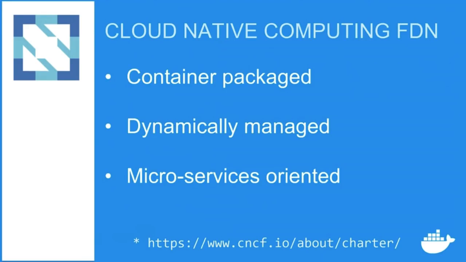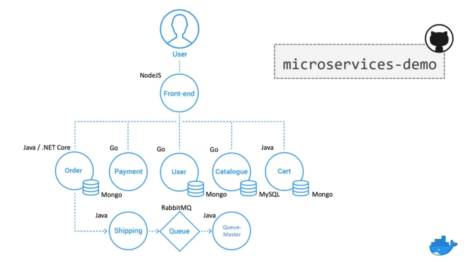And the last thing is that it's microservices oriented. And that's important because it's an architectural style that lends itself to having lots of small components that can be dynamically managed in containers. And it lets you have different release cycles for each of your components. So as an example, because it's still a fairly new way of developing applications, there's a really good repo on GitHub called Microservices Demo that has this architecture.